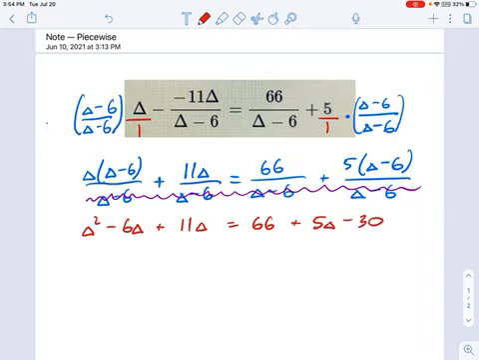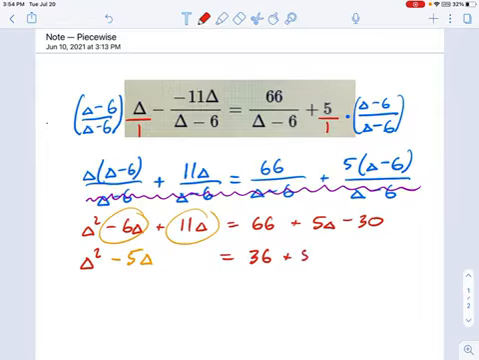Okay, and now it's just the same thing we've done before where we're combining like terms. So I'm going to keep everything on the left because this looks like it's going to turn into a quadratic equation. And let's figure out the solutions here. Let's see. I have to count up my deltas. I have negative 6 plus 11. Okay, so that's going to be negative 5. Okay, so that's negative 5 delta. And that's going to be equal to, well, 66 minus 30 is 36. And I still have that 5 delta. So let's bring the 5 delta over by subtracting.